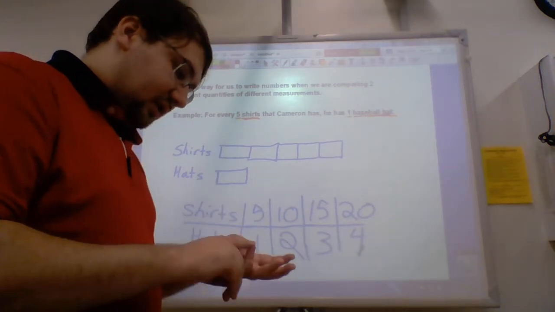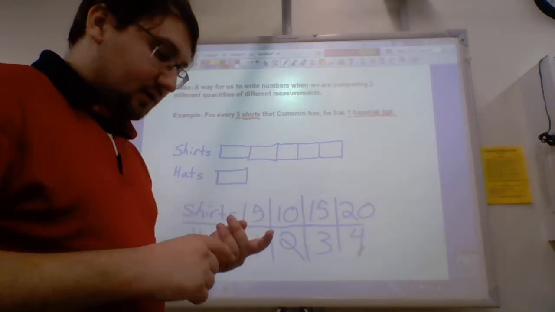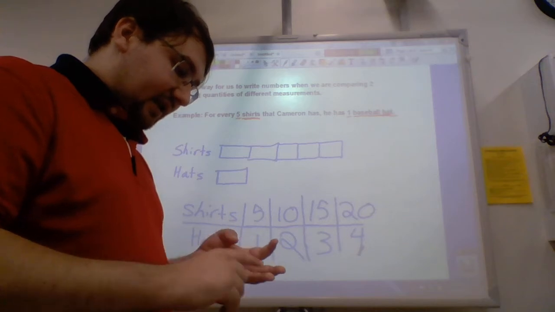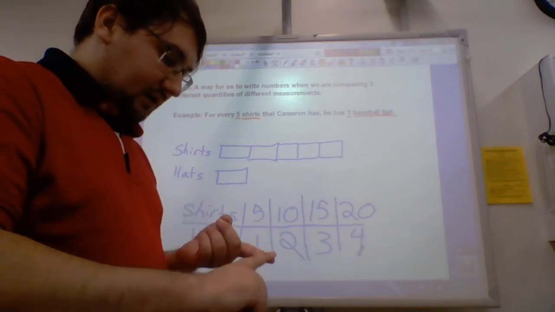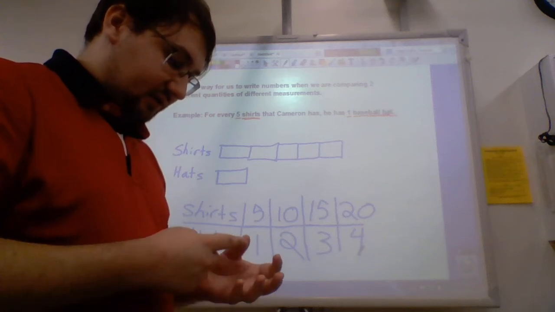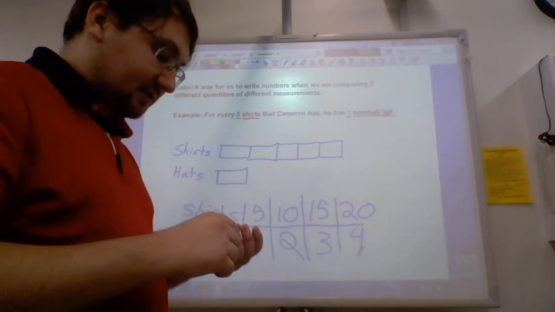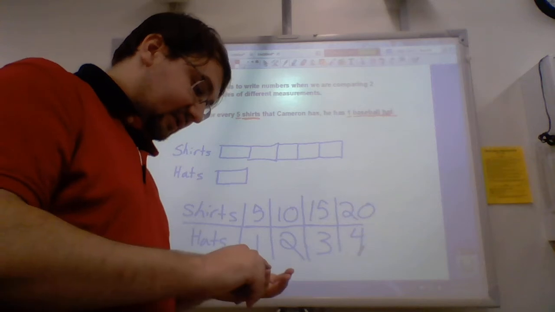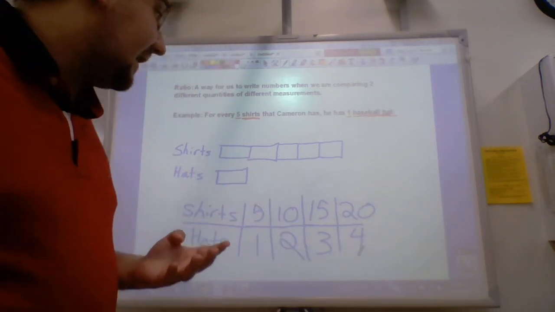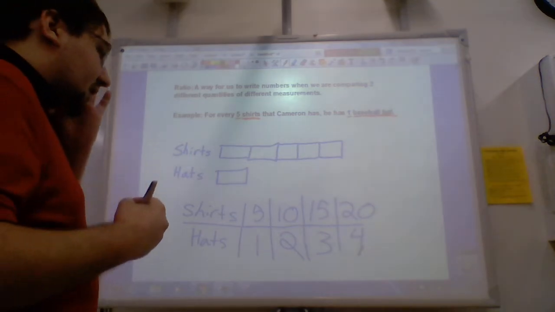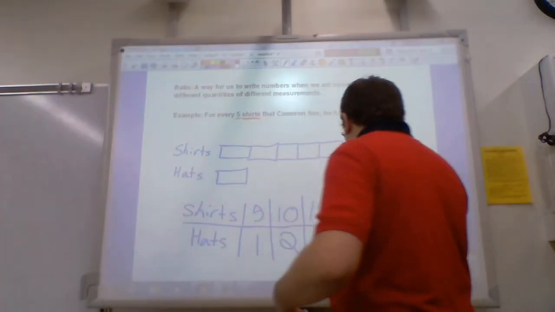1, 2, 3, 4, 5. Well, that's 1 hat. 6, 7, 8, 9, 10. That's 2 hats. 11, 12, 13, 14, 15. That's 3 hats. 16, 17, 18, 19, 20. That's 4 hats. Huh. So I could skip forward here.